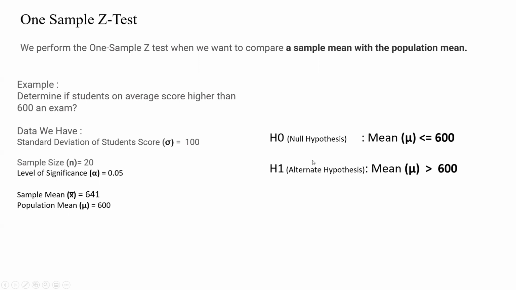Based on this data we will build the null hypothesis and alternate hypothesis as follows. We want to prove that students on an average score higher than 600, so we will take our null hypothesis as the negation of that: the null hypothesis says the mean is less than or equal to 600, and the rest becomes the alternate hypothesis. As you can see, this is a one-tailed test, and let's see how to calculate the Z-score and get our hypothesis results for this scenario.